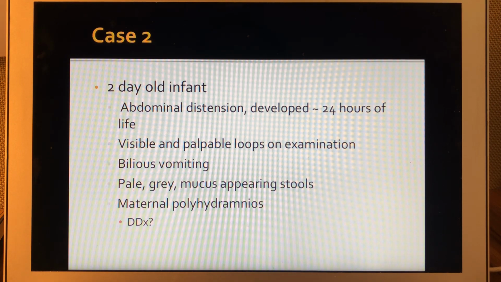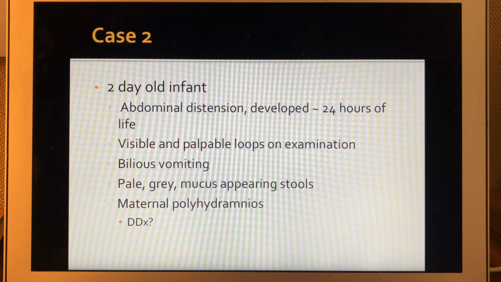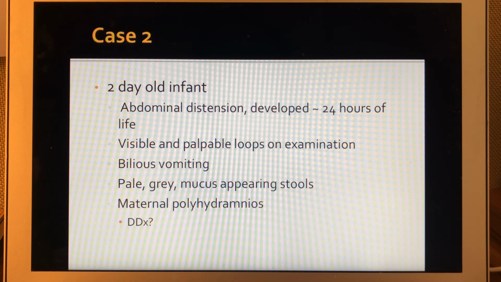Another scenario: a 2-day-old infant with abdominal distension that developed about 24 hours after birth. Visible and palpable loops on physical examination. The patient has bilious emesis. The stool or the meconium is pale gray and mucus-appearing. The mother has a history of polyhydramnios during her antenatal visits. So the abdomen is distended, and the baby is vomiting within 24 hours. This is suggestive of congenital bowel obstruction.